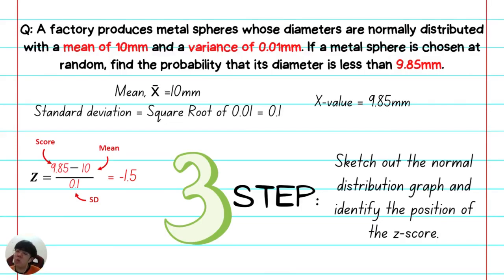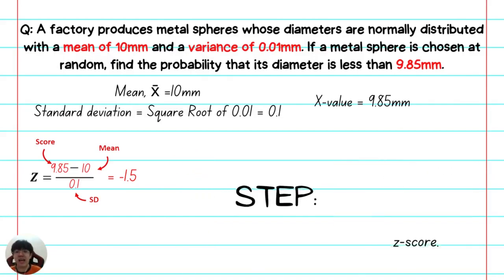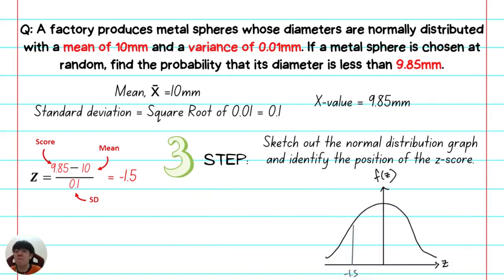Third step, we have to sketch out the normal distribution graph and identify the position of the z-score. So what will the normal distribution graph be like? The normal distribution graph is actually in the bell-shaped curve. So after we draw out the bell-shaped curve, I will tell you that the z-score is actually at here, which is the left-hand side of our y-axis. Why? Because the z-score equals to negative 1.5.